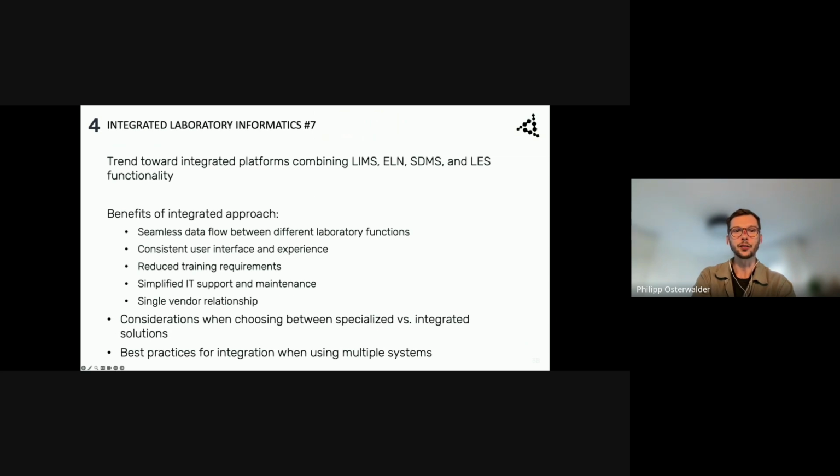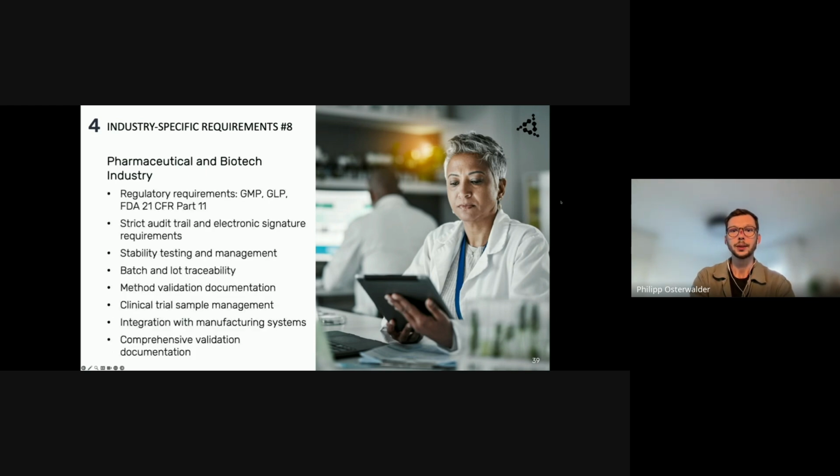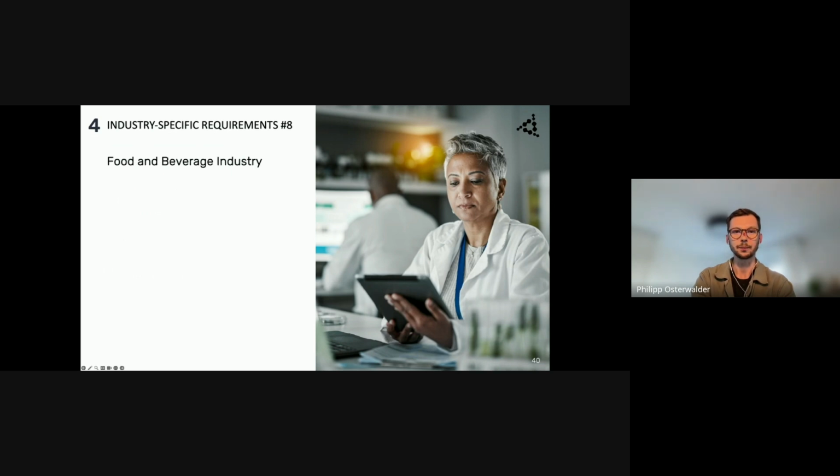If you work in pharma or biotech, you already know the regulatory requirements are stringent. A LIMS in these settings must address FDA 21 CFR Part 11, GxP, like GMP and GLP, and have robust audit trails. It should also handle batch records, stability tests, and be validated according to these regulations, ensuring quality and safety.